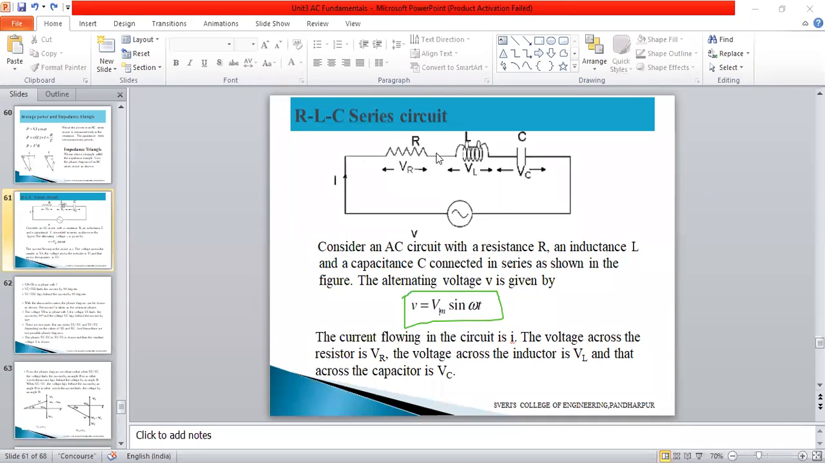Next, the same current will flow through the inductor. Again, some voltage drop will occur at the inductor, which we are going to consider as VL. So is VL in phase with current, or does it lag the current, or lead the current? Which one is applicable here now? VL leads the current. VL leads the current.